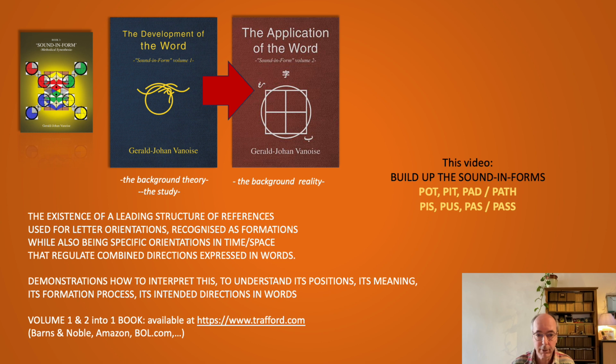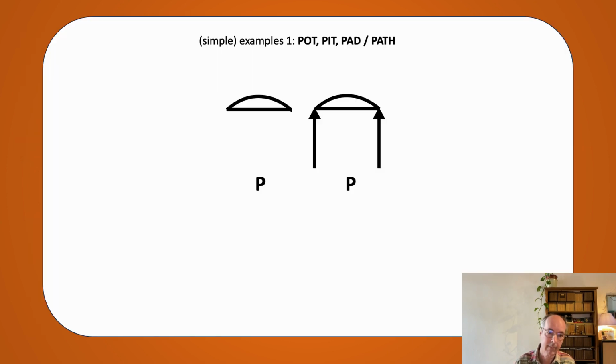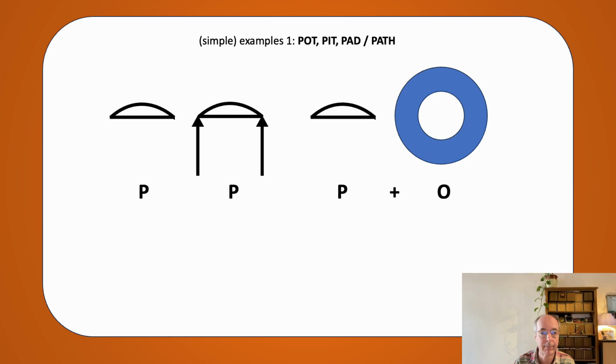I'll give you some examples which are easy to build up yourself. Pot, pit, pat and path. And then with another letter, pis, pas, pass or path. The P, it's a pressed out point. Very simple. We keep it simple.